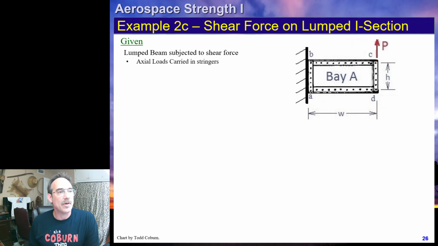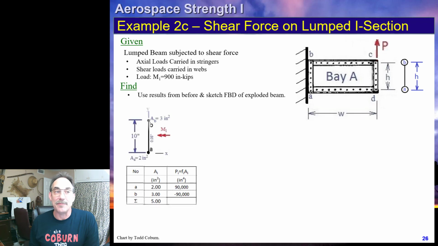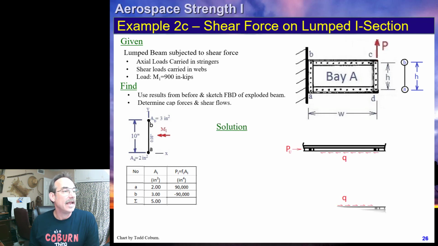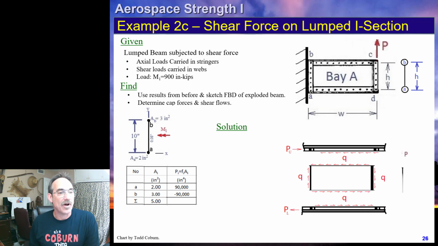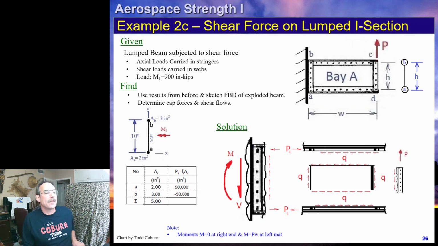Here's a little beam with a load. We see this looks like a lumped assumption where we're going to have two areas, one for each cap, and a web. We can see the max bending moment is going to be at AB, and that's going to be P times W, right, or times the length there. Calculate our section properties. And this is how we might draw an exploded free body diagram for this.